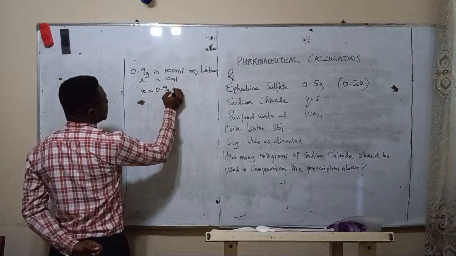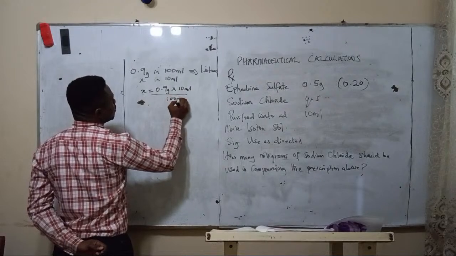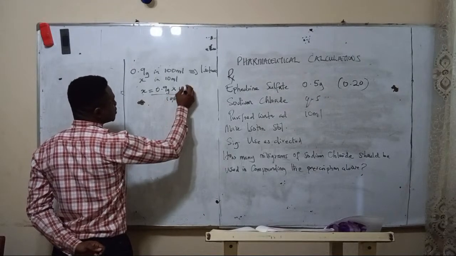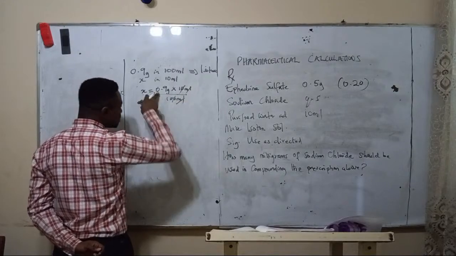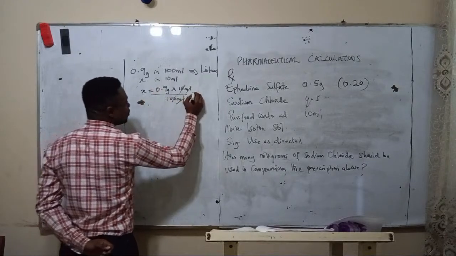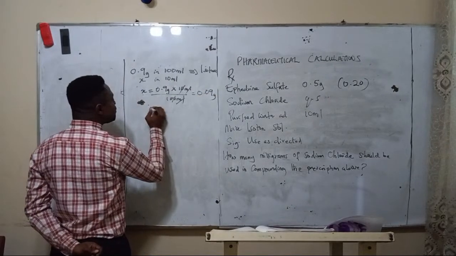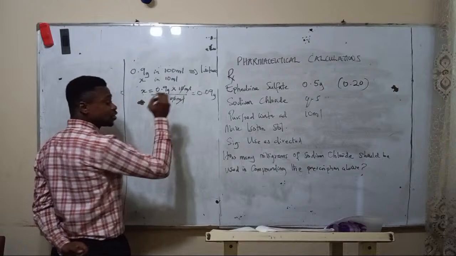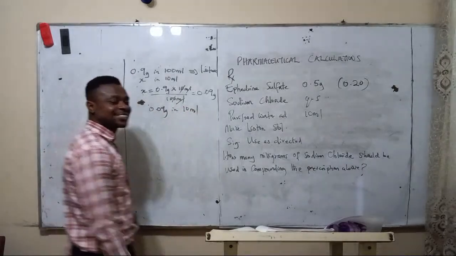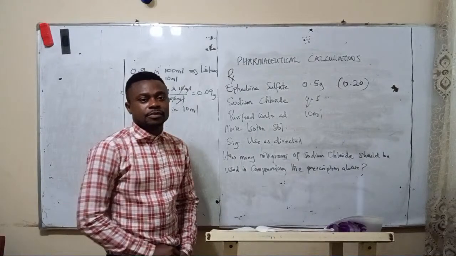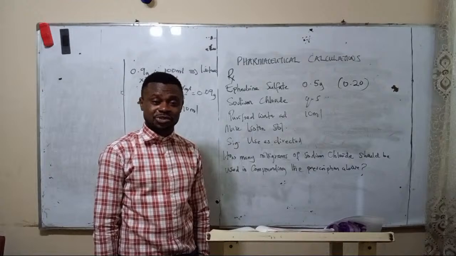So X will now become 0.9 gram times 10 ml over 100 ml. Zero will cancel zero, ml will cancel ml. 0.9 gram divided by 10 will give you 0.09 gram. So that means 0.09 gram of sodium chloride in 10 ml is isotonic.